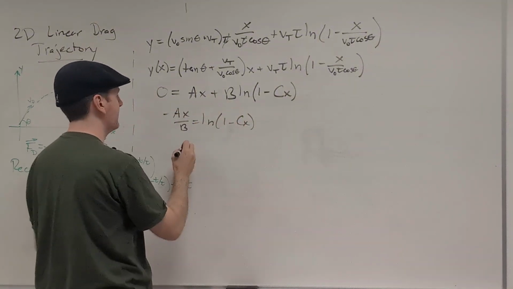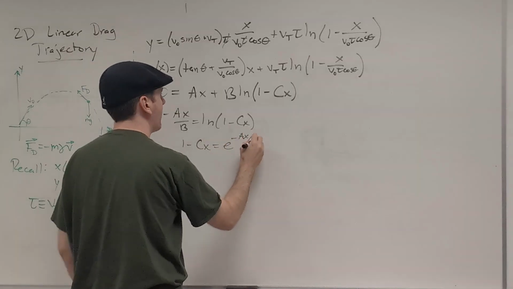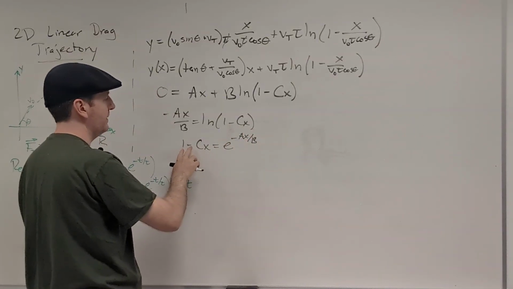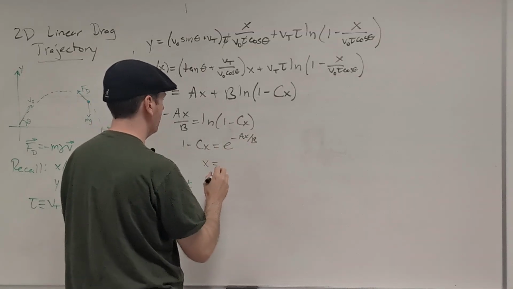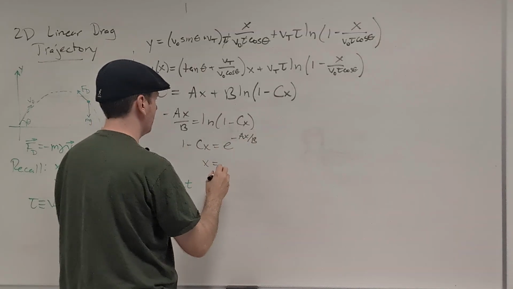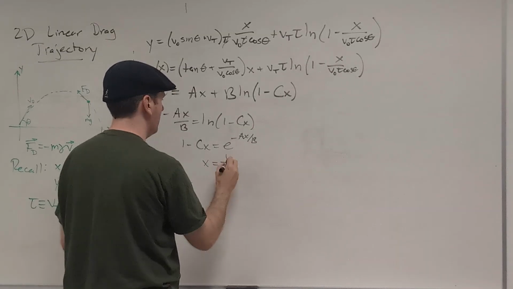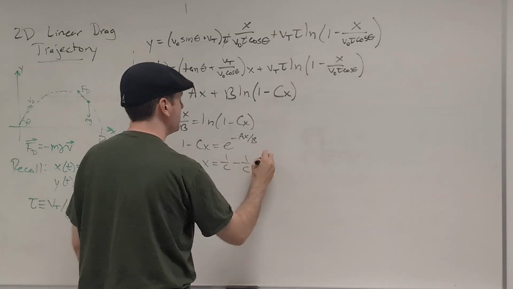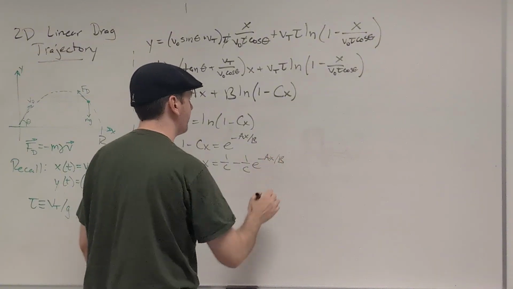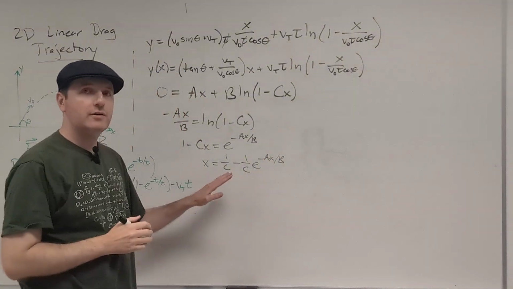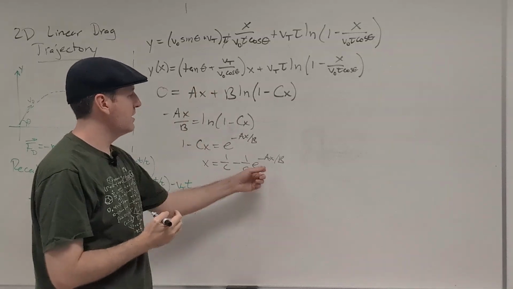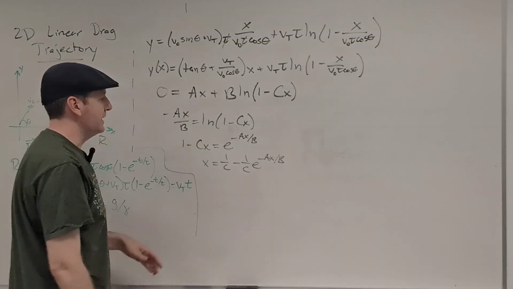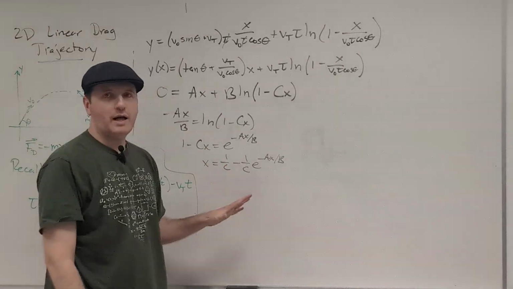Exponentiate both sides. And then I'll subtract 1, flip them around, and divide by c. What'll that give me? 1 over c minus 1 over c e to the minus ax over b. Okay, so here is our equation for x in terms of, again, these same sort of constants, but an exponential term. All right, at this point, we have a couple options.